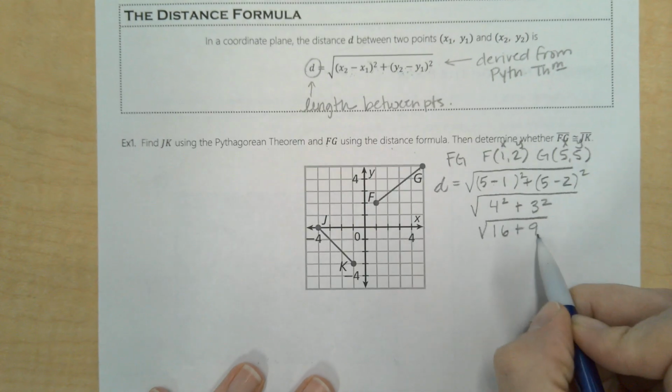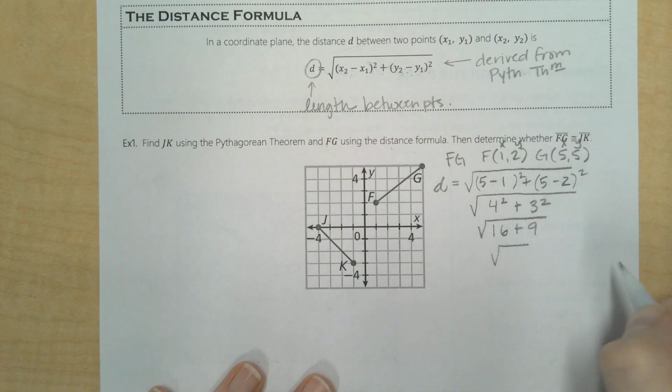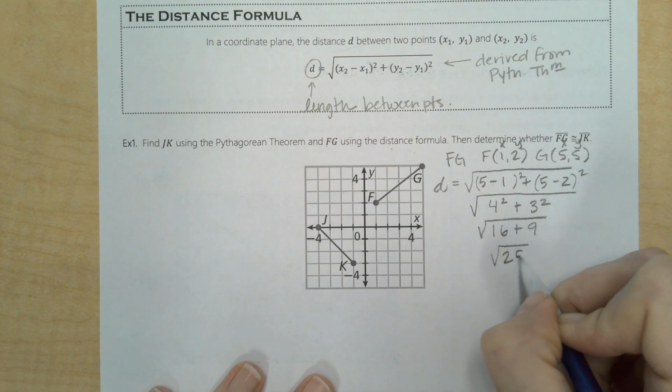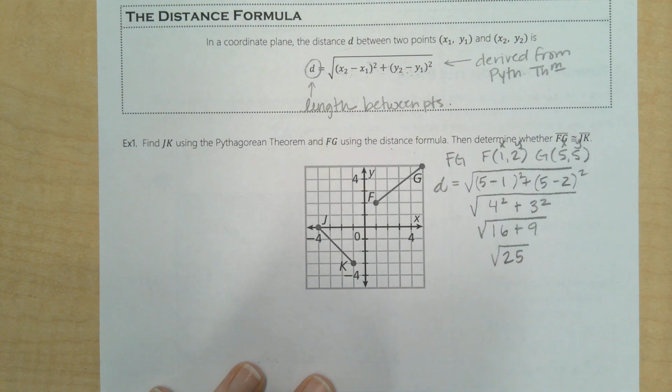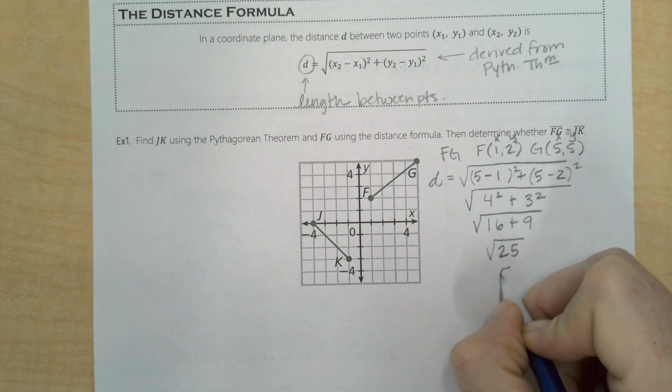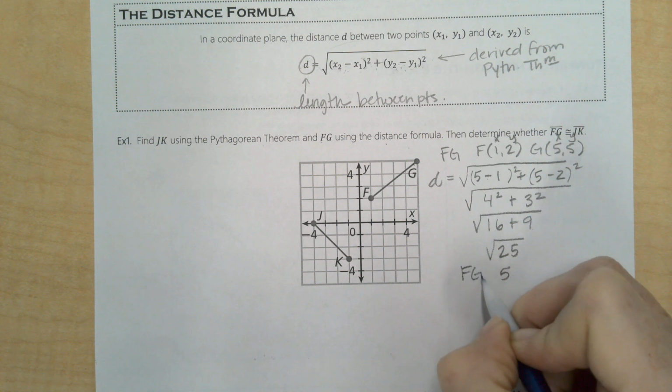Okay, and then we're going to add 16 plus 9. 16 plus 9? 25. And then the square root of 25 is 5. So my distance of FG is 5.